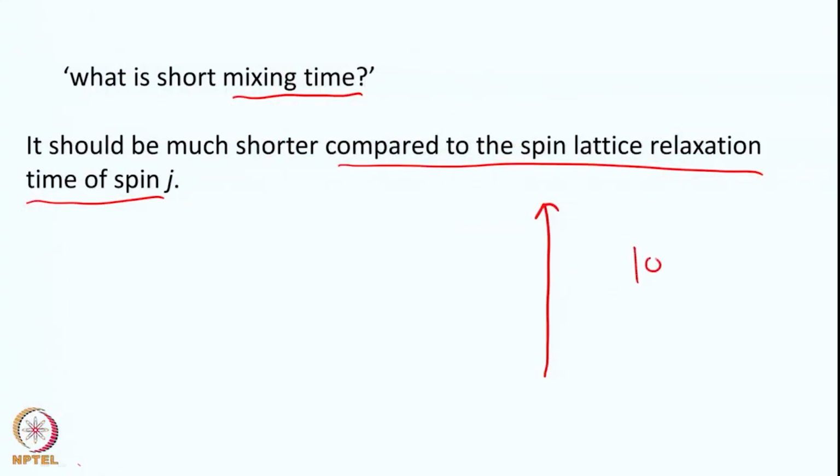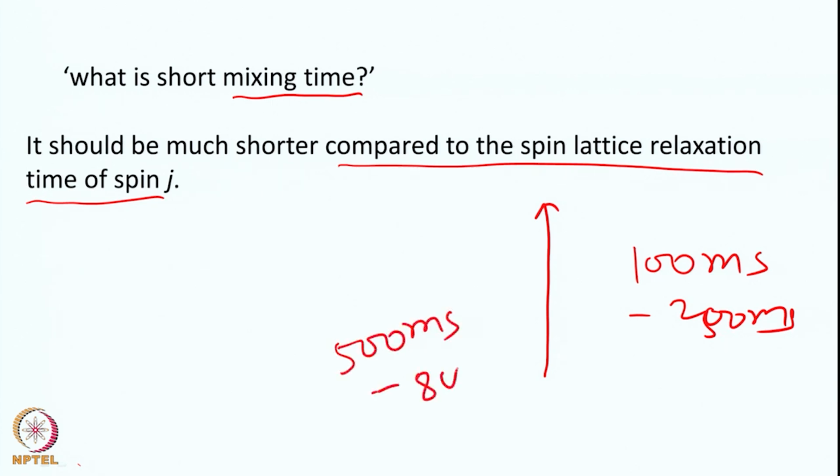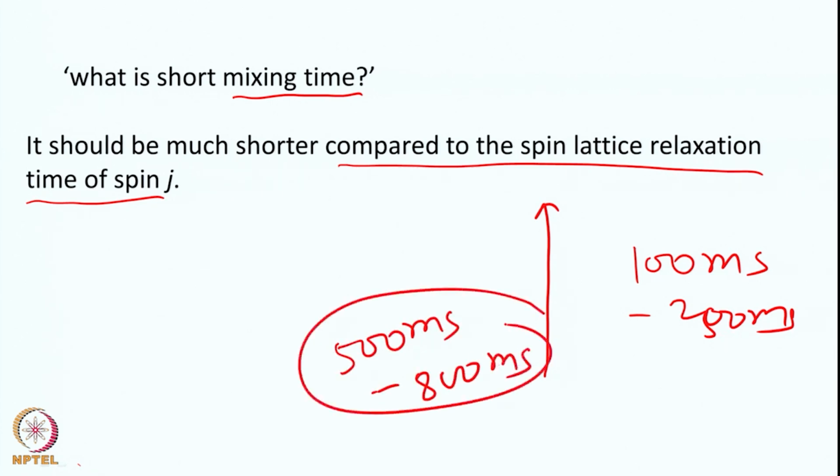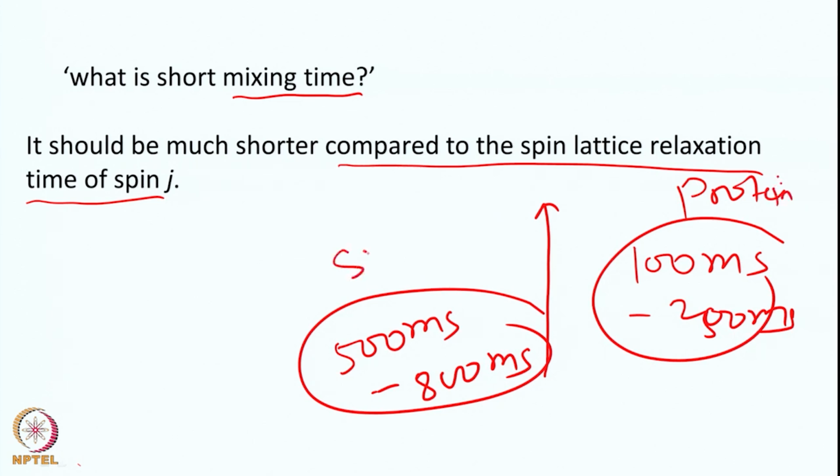For small molecules, you can have a short mixing time up to a few hundred milliseconds, like 500 milliseconds or 800 milliseconds. However, protein has a relatively short spin lattice relaxation time, therefore the mixing time used in the case of protein is generally 100 milliseconds to 200 or 250 milliseconds. For a small organic molecule you can go all the way up to 500 to 800 milliseconds. So, a short mixing time is relative. This is for protein, a big biomolecule, and this is for a small organic molecule.